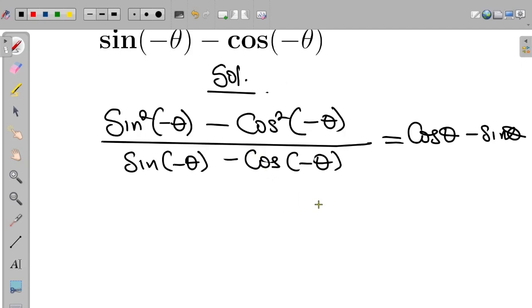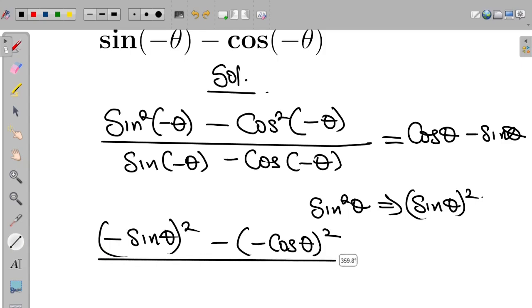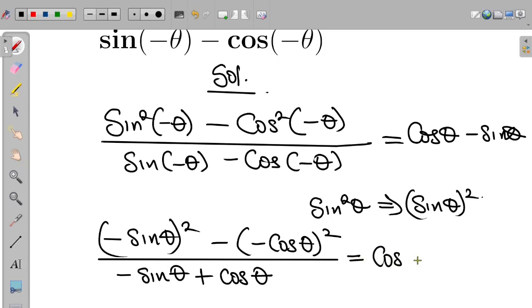Now, recall that if I have sine squared theta, this is expressed as sine theta all squared. So therefore, we now have that the numerator becomes (minus sine theta) all squared minus (cos theta) all squared, all divided by minus sine theta plus cos theta. And we have to show that this is equal to cos theta minus sine theta.